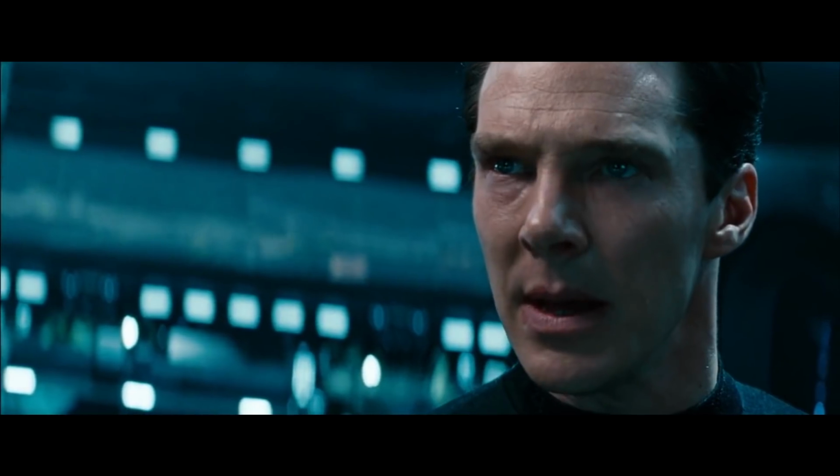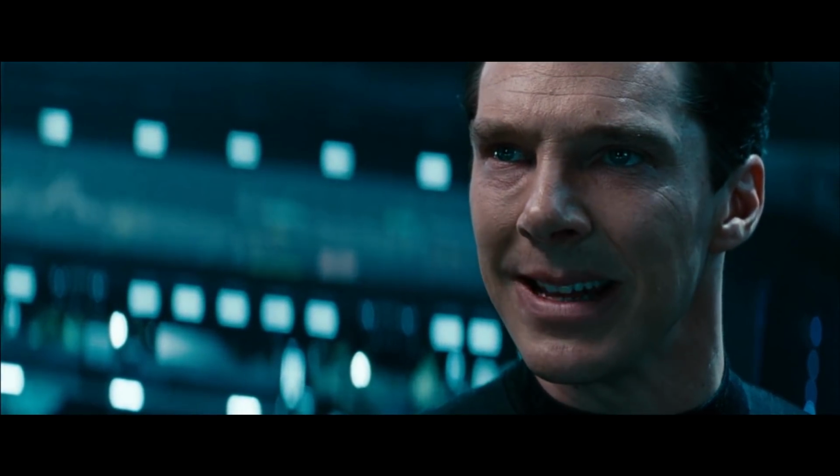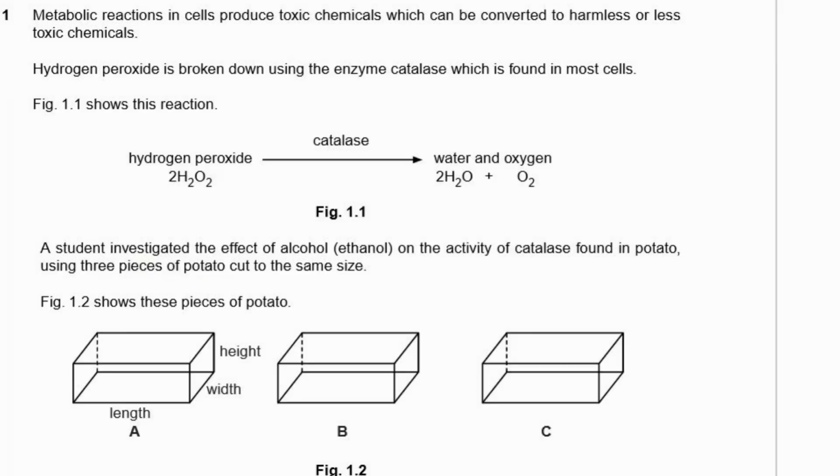Shall we begin? Question 1. Metabolic reactions in cells produce toxic chemicals which can be converted to harmless or less toxic chemicals. Hydrogen peroxide is broken down using the enzyme catalase, which is found in most cells. Figure 1.1 shows this reaction. Okay, we have hydrogen peroxide broken down using catalase into water and oxygen.